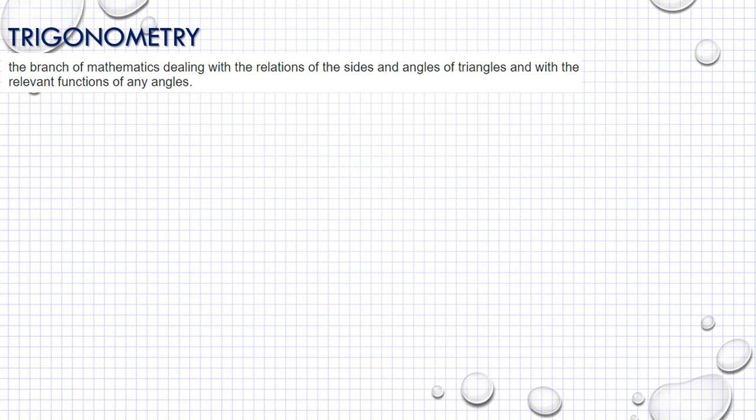And to start with, we did define trigonometry. It is the branch of mathematics dealing with the relations of sides and angles of triangles and with the relevant functions of any angles. With this, trigonometry deals with triangles. But like what I said, I'm going to discuss also the unit circle.